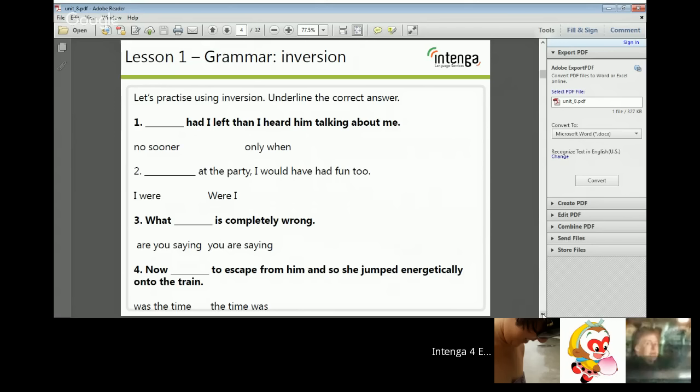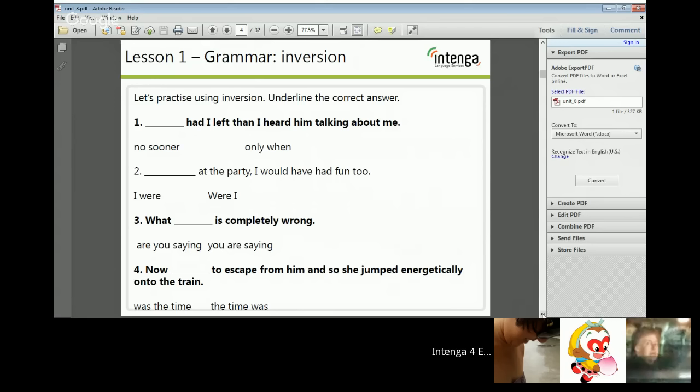No sooner had I left them, I heard him talking about me. Only when? Anyone? Does anyone have any idea? First one. The first one, no sooner. I think that sounds fantastic. No sooner had I left, than I heard him talking about me.